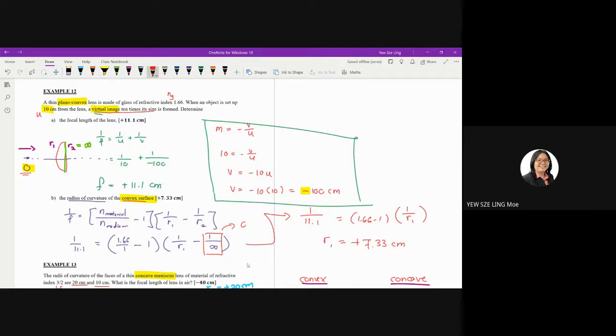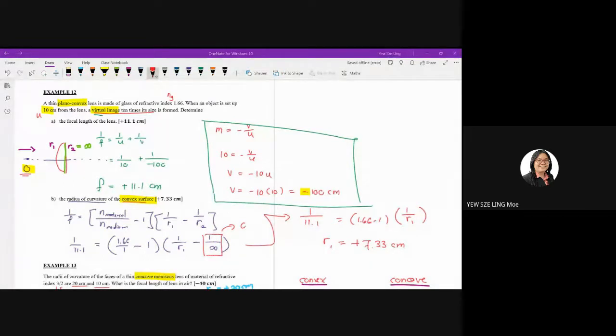So that is example 12. That is the solution for example 12. The crucial part in question A is to know that your v is a negative value. The crucial part for B is you have to know where to put your object. You need to place it on the left-hand side because you want your R1 to be a convex surface. You don't want it to be a concave surface, because the question is asking for the convex surface.